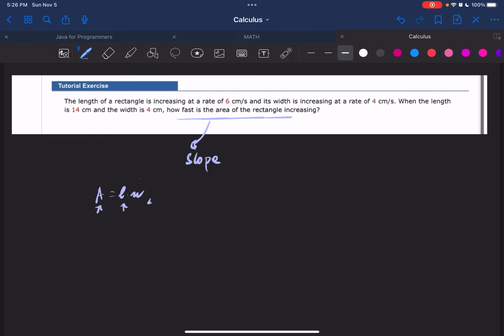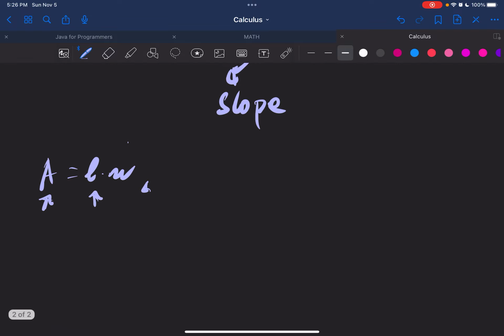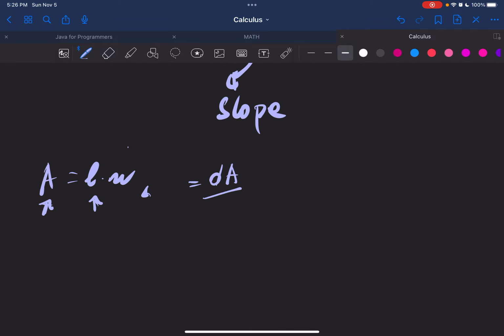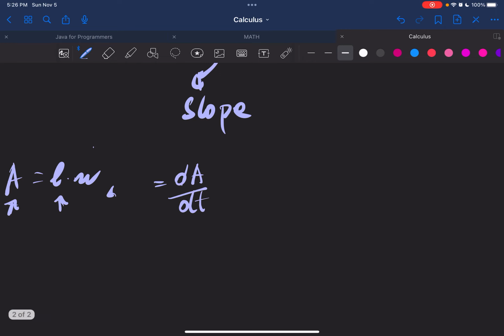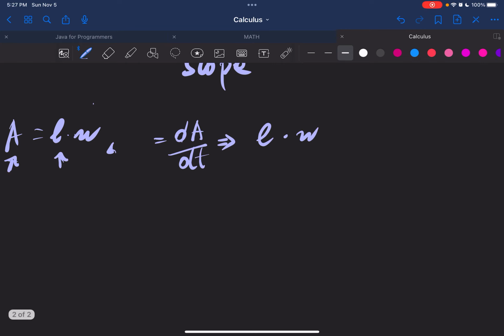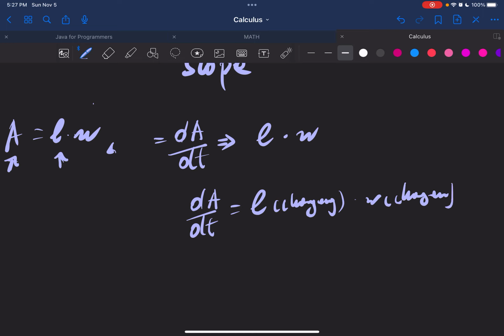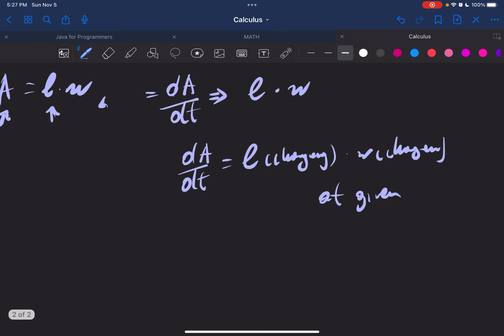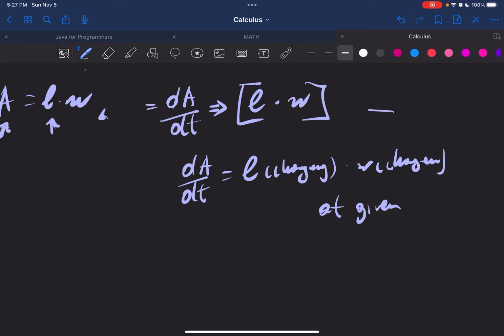So now, what I'm going to do is try to find the derivative of A with respect to time, and the relationship that it has with the length and the width as both are changing. So what I'm trying to find is dA/dt as the length is changing and the width is changing at a given point. So how do I do that? I need to find the derivative of this whole thing here.